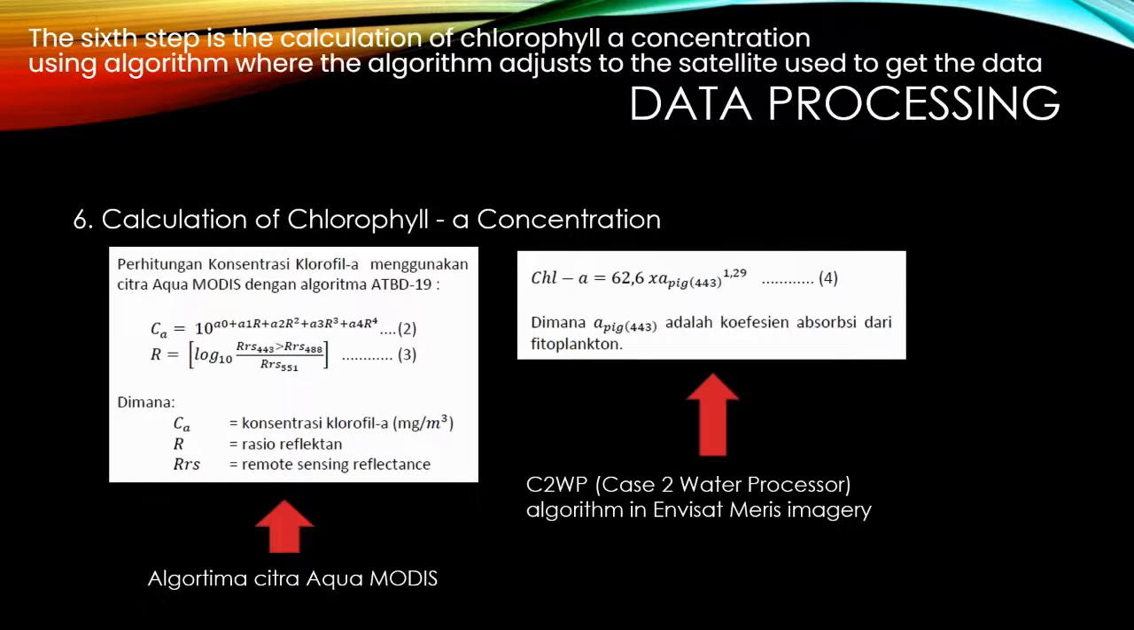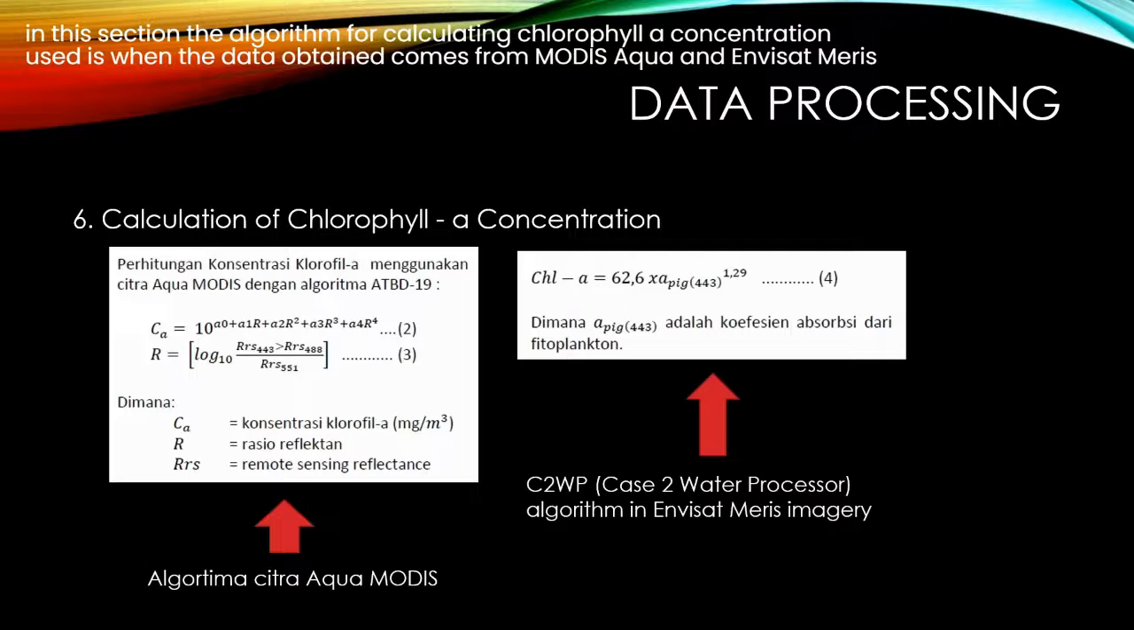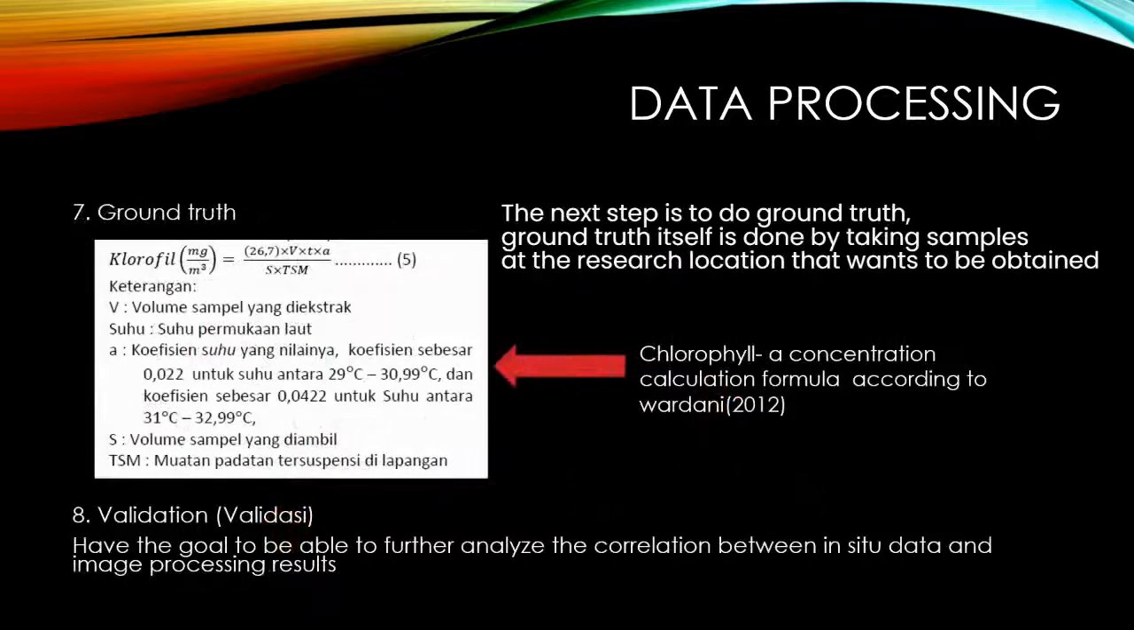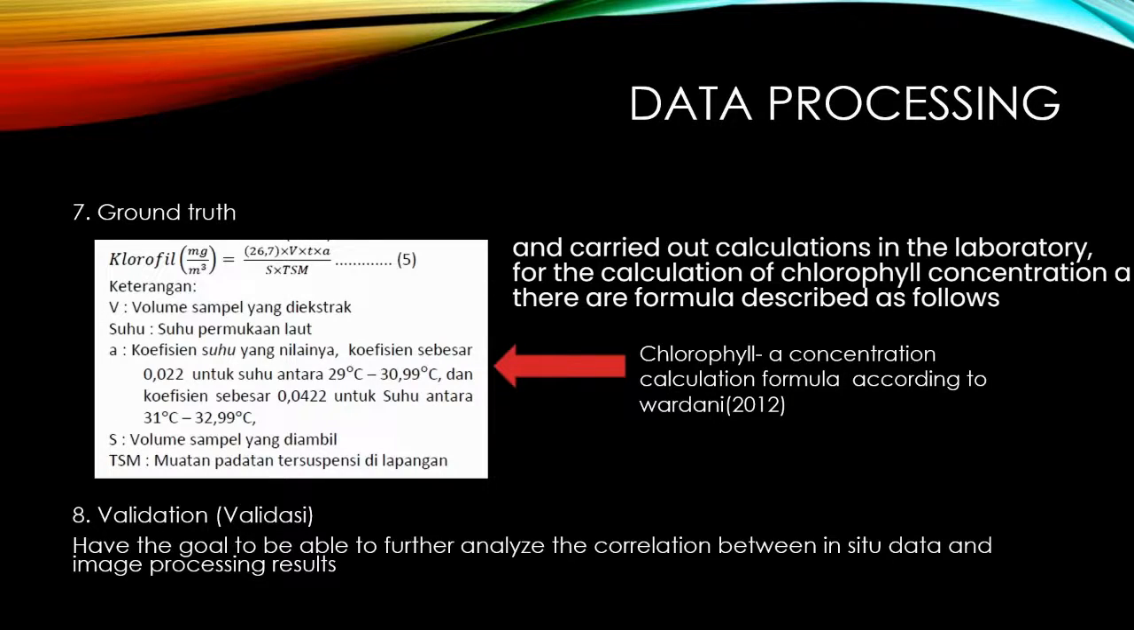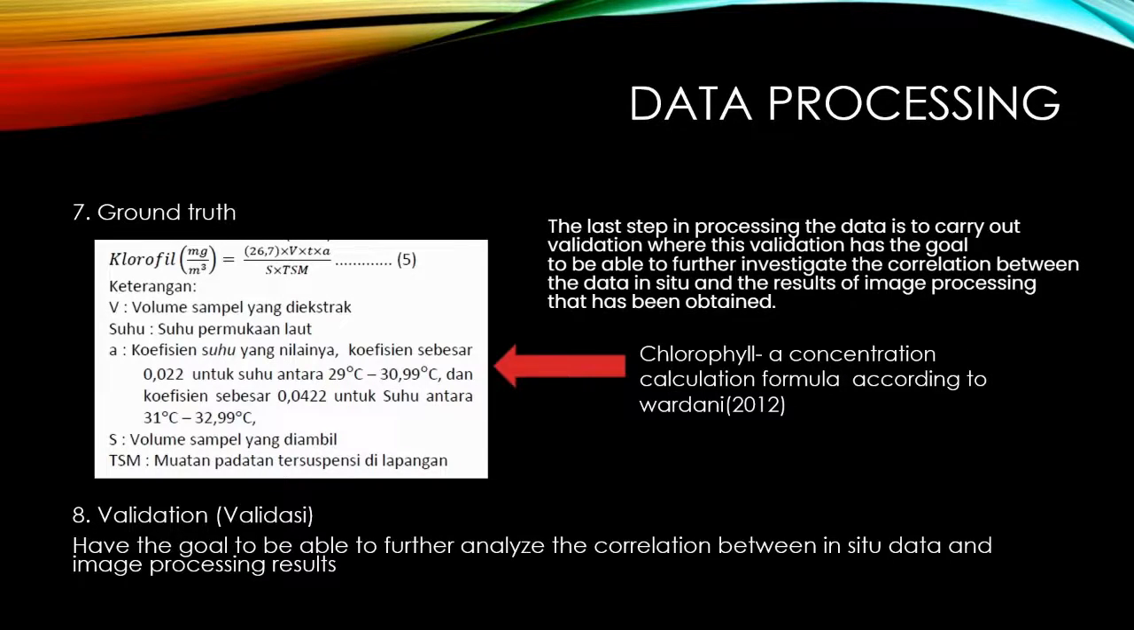The sixth step is the calculation of chlorophyll A concentration using an algorithm, where the algorithm adjusts to the satellite used to get the data. In this section, the algorithm for calculating chlorophyll A concentration is used when the data obtained come from the MODIS Aqua and Envisat MERIS satellites. The seventh stage is called ground truth. Ground truth itself is done by taking samples at the research location and carrying out calculations in a laboratory. For the calculation of chlorophyll A concentration, there is a formula described as follows. The last stage is called validation or validasi. This stage has the goal of further analyzing the correlation between in situ data and image processing results.